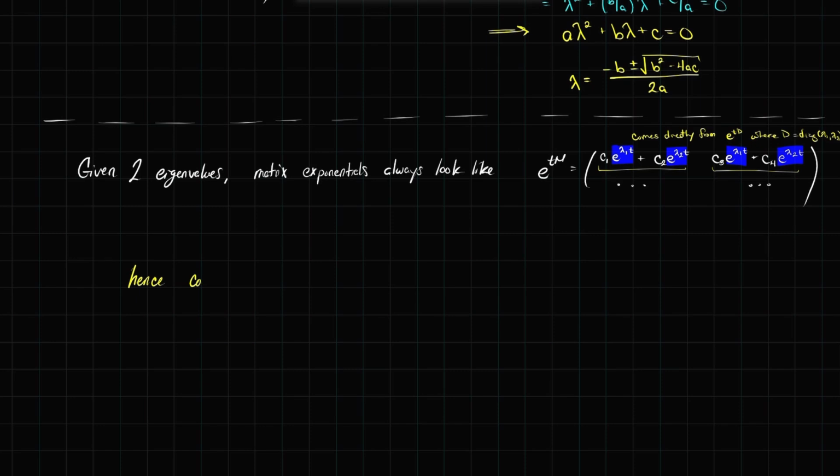Hence consider e to the tM on our initial vector y0, y1. This is just going to be c1 e to the lambda 1 t plus c2 e to the lambda 2 t, c3 e to the lambda 1 t plus c4 e to the lambda 2 t, and then some dots here.